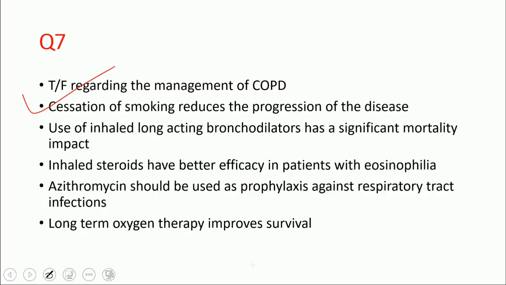In COPD long-term management, probably the only thing that has a mortality benefit is long-term oxygen therapy, a survival benefit. Some people say that long-acting muscarinic antagonists, LAMAs, have some mortality benefit, but there is no strong evidence. But long-term oxygen therapy definitely improves survival.